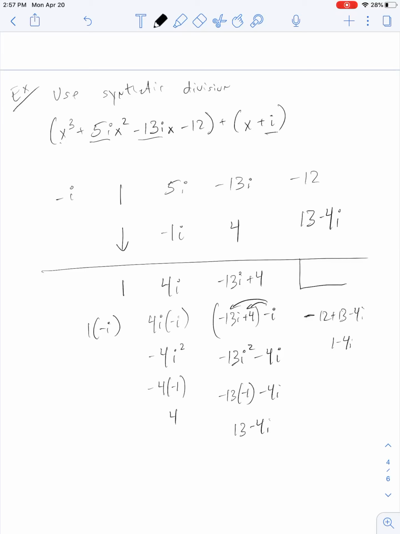But we want to write it in the correct order. We could leave it like that, 1 minus 4i. Should be fine.